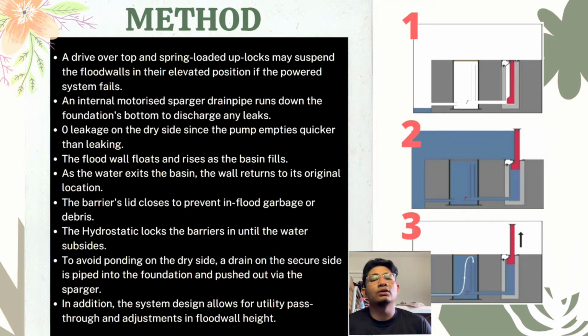To avoid ponding on the dry side, a drain is reduced side is piped into the foundation and pushed via the spillage. In addition, the system design allows for utility pass-through and the general inflow well height.